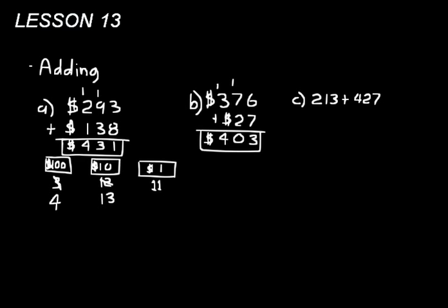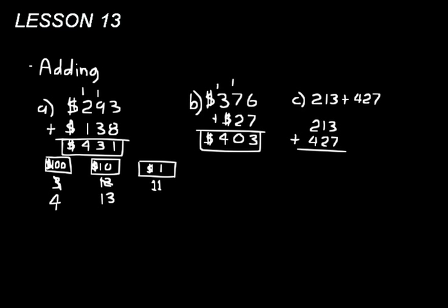Let's do one more. Now this problem doesn't have any dollar signs in it. It's not dealing with money, but we just add the same way as if it was money. Adding regular numbers is no different than adding money together. And this problem is horizontal, so let's just rewrite it vertically. And that helps us keep up with our place value better.